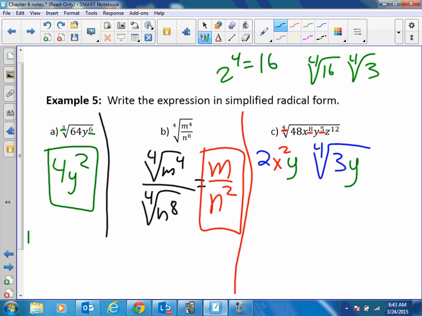And then the last one, z to the 12th. 12 divided by 4 is easy. 12 divided by 4 is 3, so I can take all my z's out, and there's no remainders. And that's how I write that: 2x squared y z cubed times the 4th root of 3y. So basically, anything that's left over, you put underneath the radical. If you think about division as a remainder, anything that's a remainder, you leave underneath the radical.